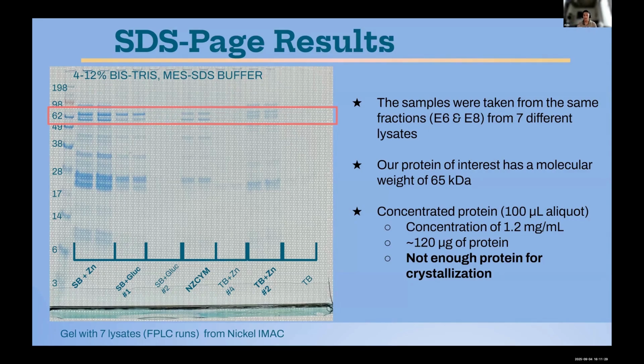We also concentrated our protein, and we were able to get about 120 micrograms of protein, which was unfortunately not enough for crystallization. Crystallization is essentially the way that we would model and get the structure of our protein. We would actually use a technique that was previously mentioned by Alan and Tati, which is X-ray diffraction.